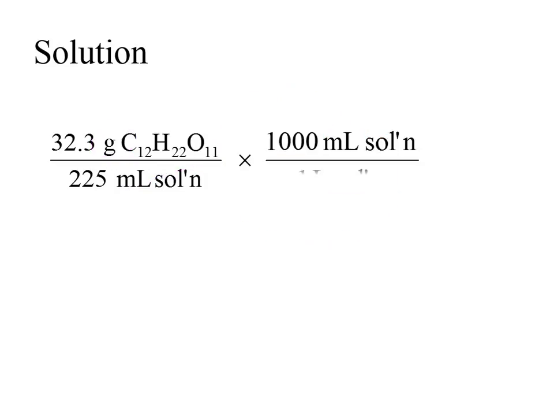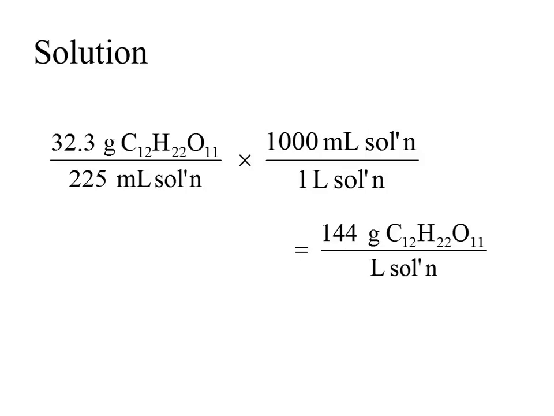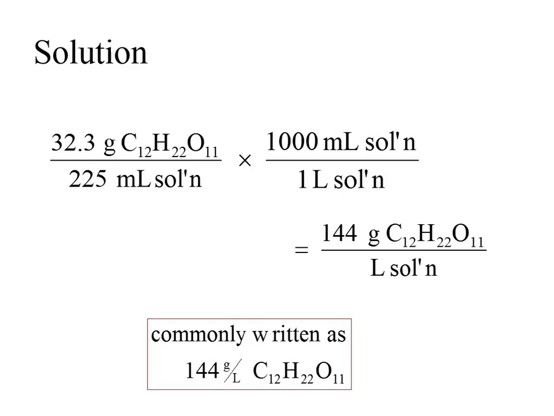So we need to round to how many significant figures? 3. I'm liking it. So that's it. 144 grams of C12H22O11 per 1 liter of solution. More commonly written, maybe, if you're not using it in a problem, is simply g/L. So 144 g/L, and then you have to say what your solute is. Sucrose, C12H22O11. That works. How concentrated is the solution?